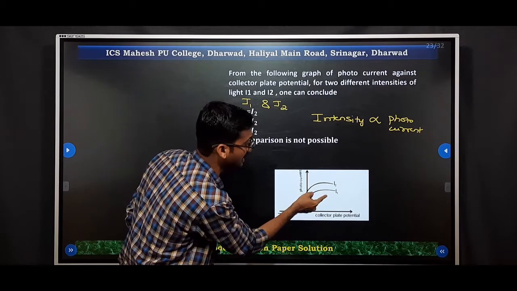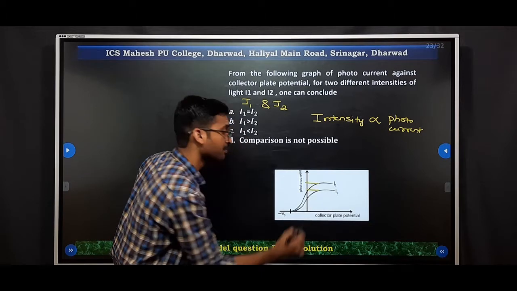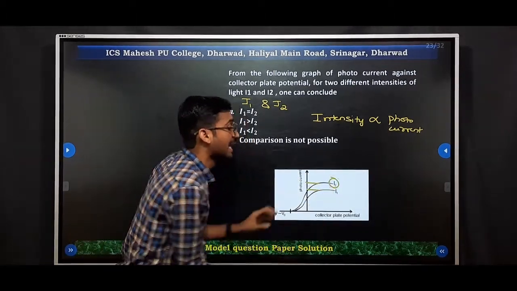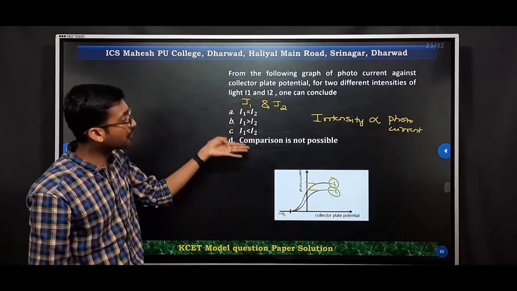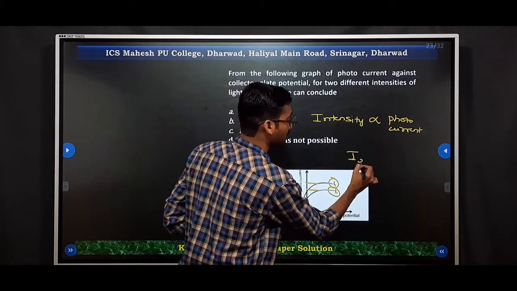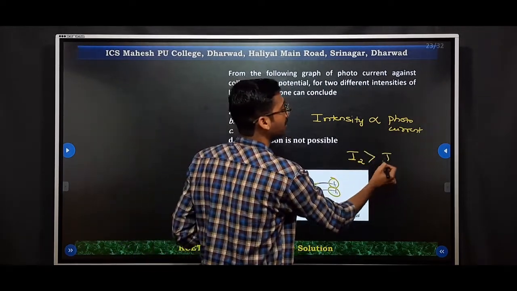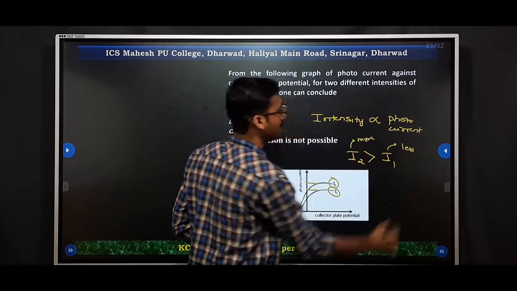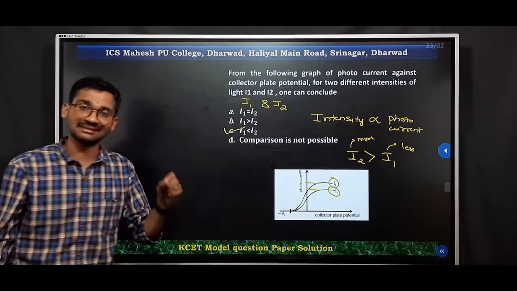Now here check out intensity I1 and intensity I2. Which one is having a greater current value? Current will be more at I2 and less at intensity I1. Therefore, from all the 3 options, I can conclude that I2 will be more than I1, because here we are getting more current, here less current. Therefore, I2 is greater than I1, and option C is the right answer.